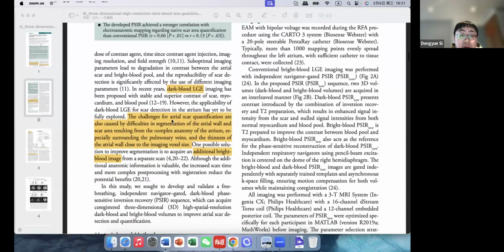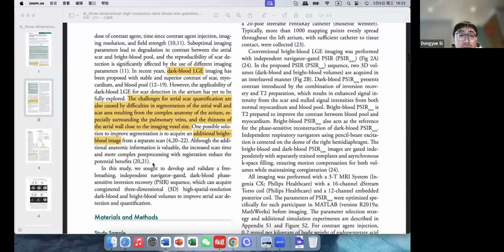Another challenge for atrial scar quantification is the difficulty in segmentation of the atrial wall, because of the complex anatomical structure of the atrium, especially surrounding the pulmonary veins, and the thinness of the atrial wall that is close to the image resolution. So usually an additional bright blood imaging with a separate scan is required to perform the atrial segmentation.